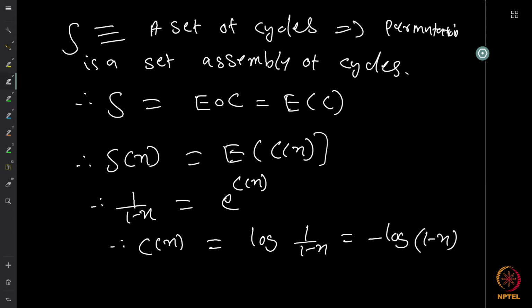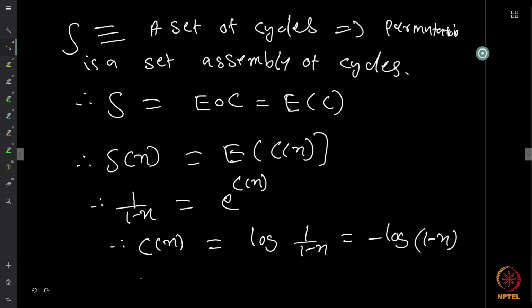And we know that what is S of x? That is 1 by 1 minus x, right? And we know that E of x is e raised to x. So therefore, E of C of x is e raised to C of x. So e raised to C of x is equal to 1 by 1 minus x. And solving for C of x, we get C of x is equal to log of 1 by 1 minus x, which is minus log 1 minus x. I think this is something that we claimed earlier, so we have a proof now, right?